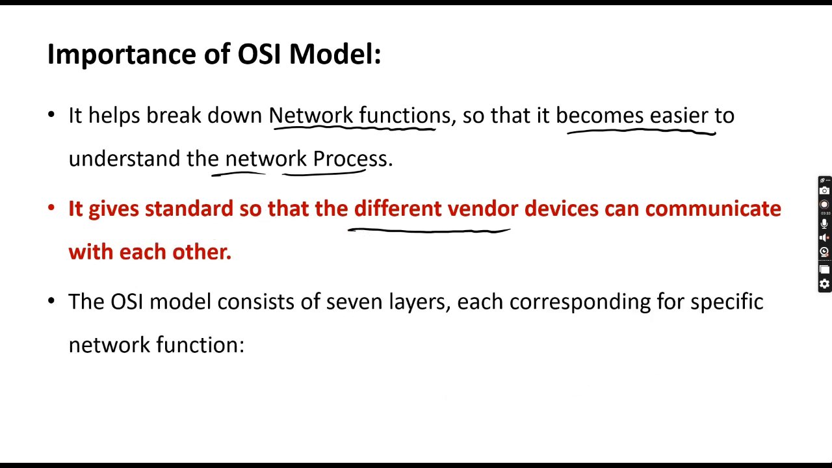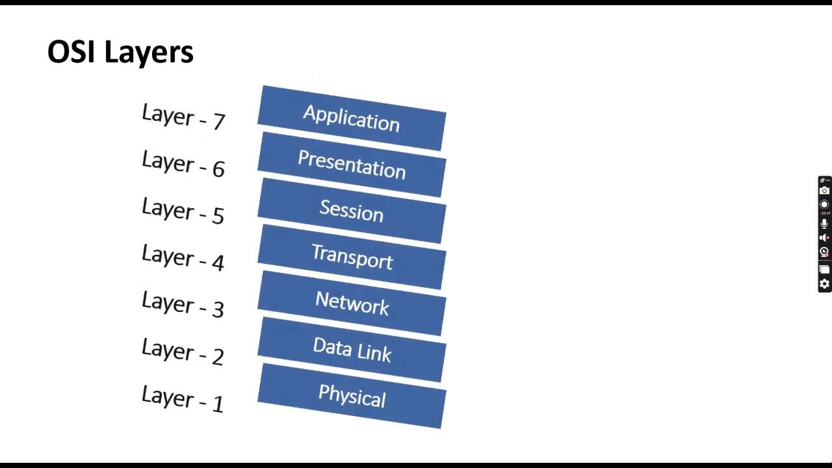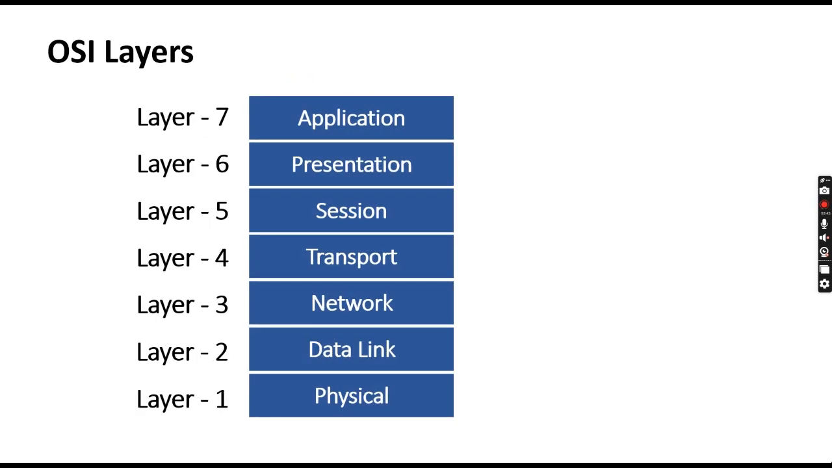Another major point is that the OSI model consists of 7 layers. Each layer has specific networking functions. These are your different layers: the application layer, presentation layer, session layer, transport, network, data link, and physical layer. Generally we consider the physical layer as layer 1, then layer 2, layer 3, like this, and this is your layer 7.